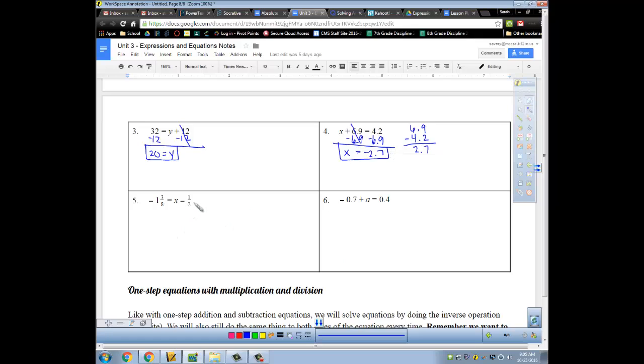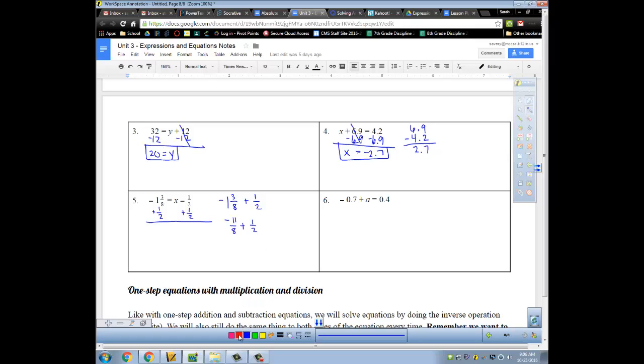Number 5, I have a minus 1/2 by my variable, so we're going to add 1/2 to both sides. Yes, these are fractions. We have done stuff with fractions. So I need to figure out what is negative 1 3/8 plus 1/2. So remember, always turn your mixed numbers into improper fractions. So this is 8 times 1 is 8, plus 3 is 11. So negative 11 over 8 plus 1/2.